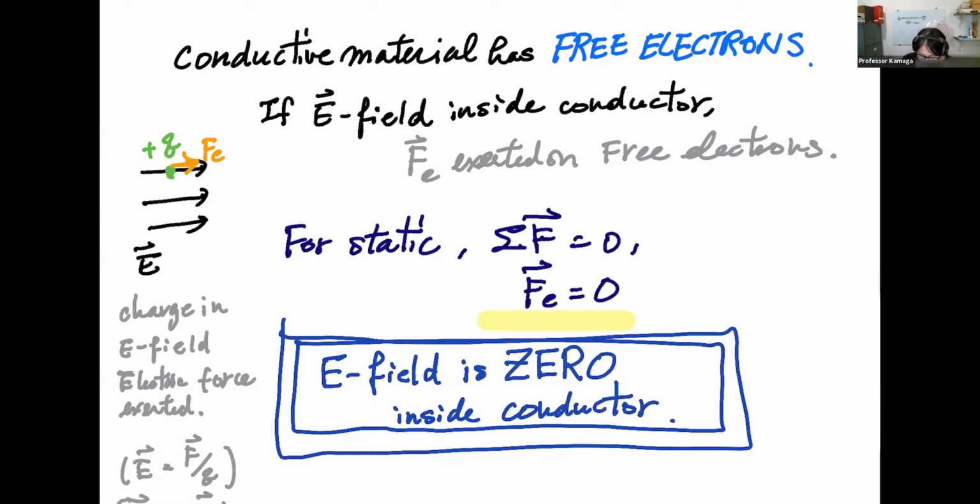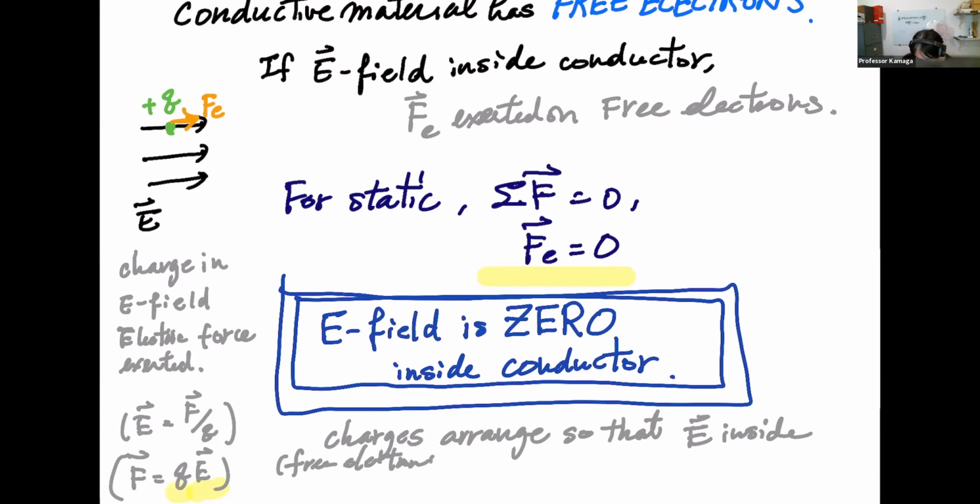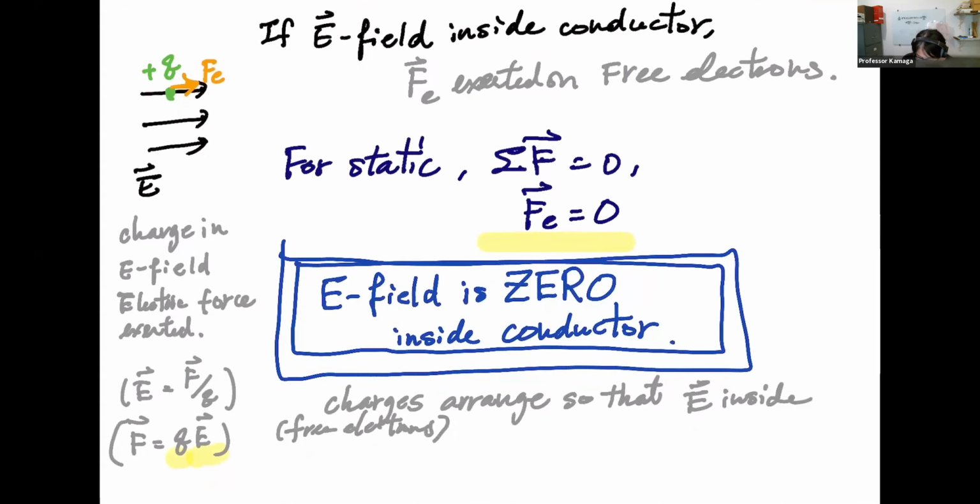So charges arrange themselves so that the electric field inside becomes 0. These are the free electrons. They have to go to the surface to make the inside 0.